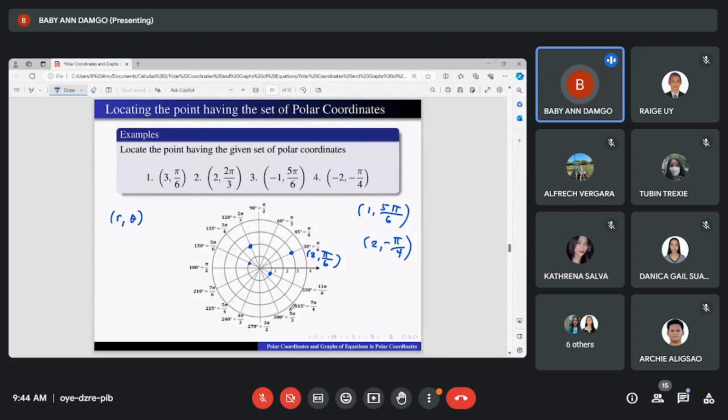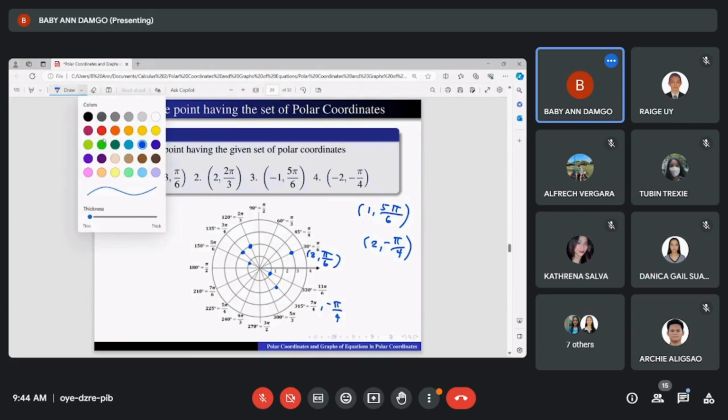Okay, so we can locate the 2, negative pi over 4. So we have this, the radius 2, and then negative pi over 4. So here. Okay. So what we are looking for here is negative, so its opposite is here. I will just change the color. So we have here.